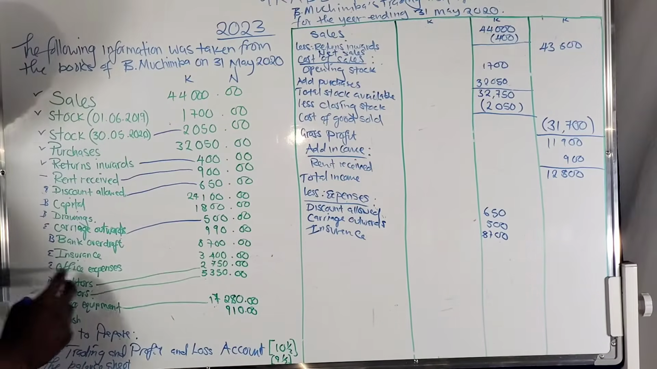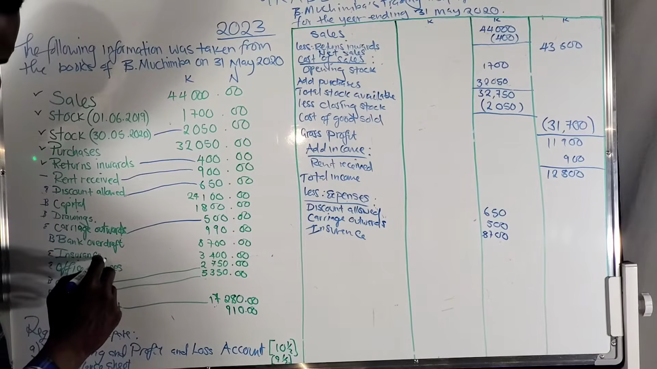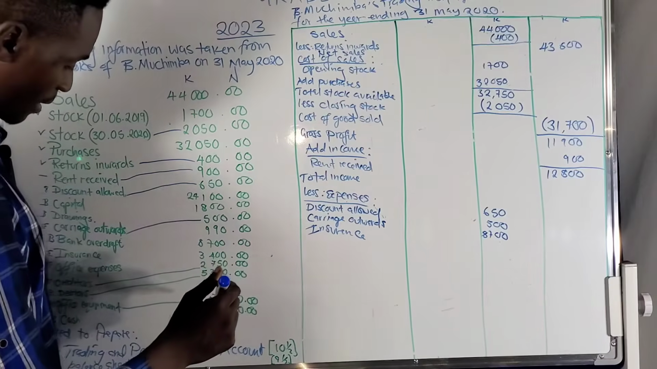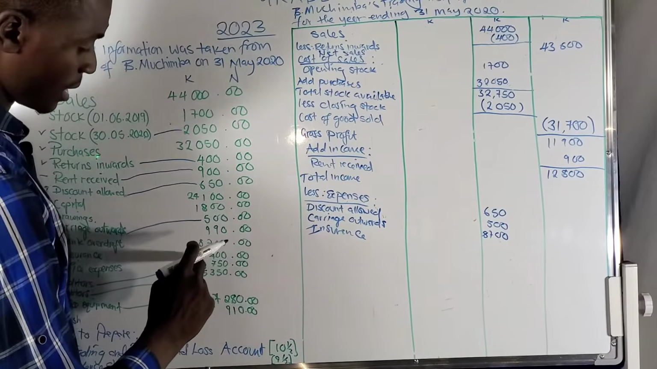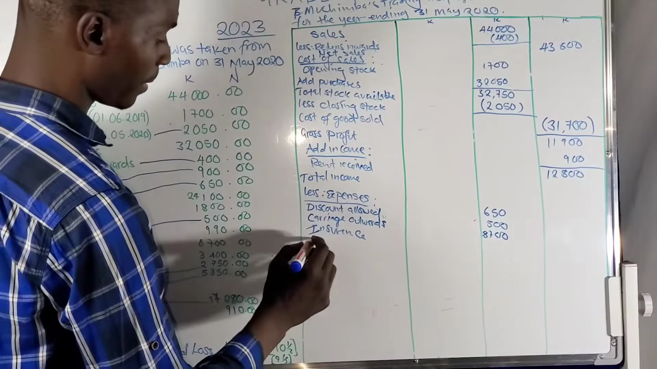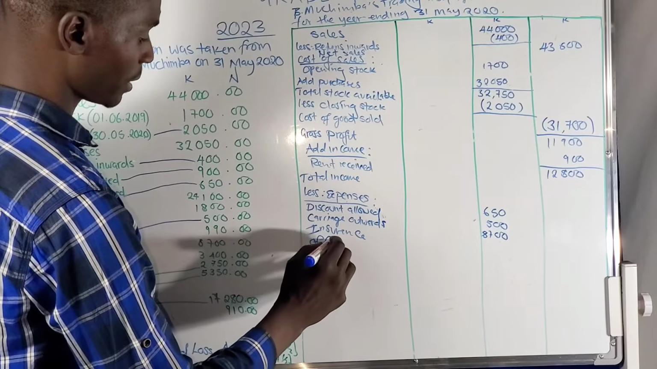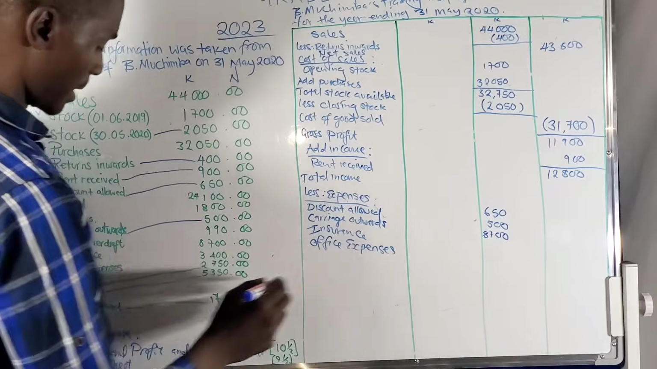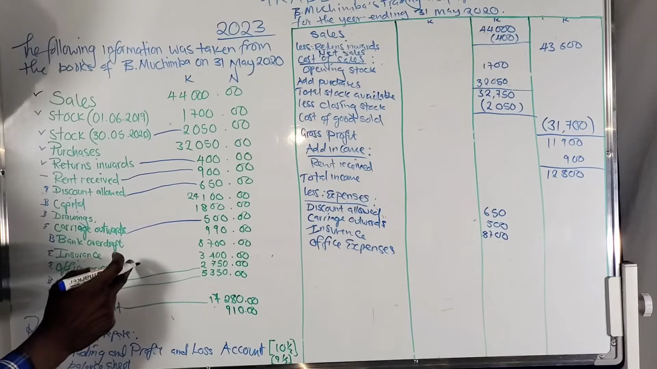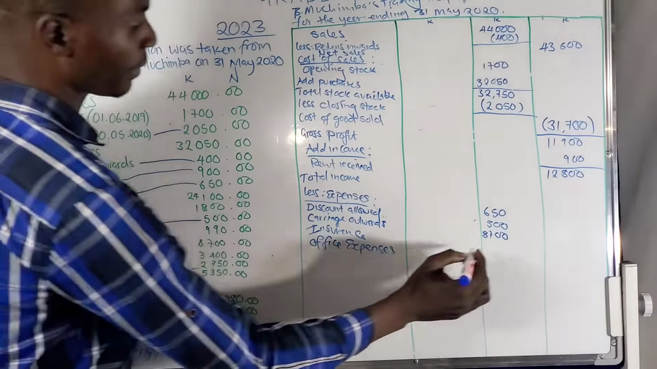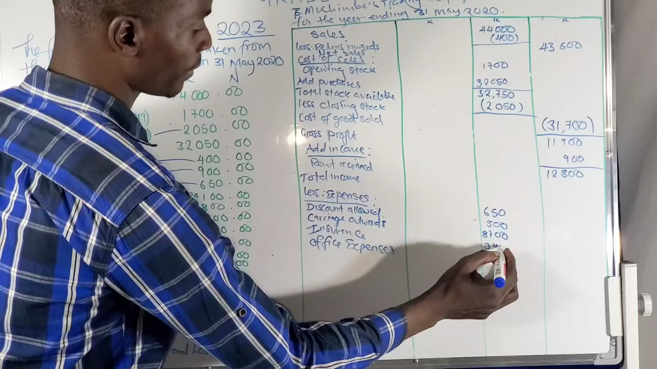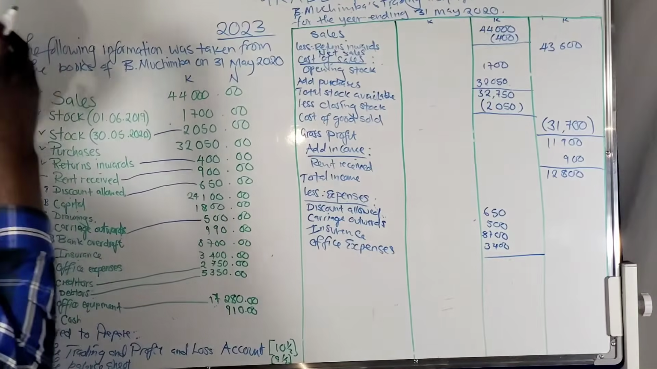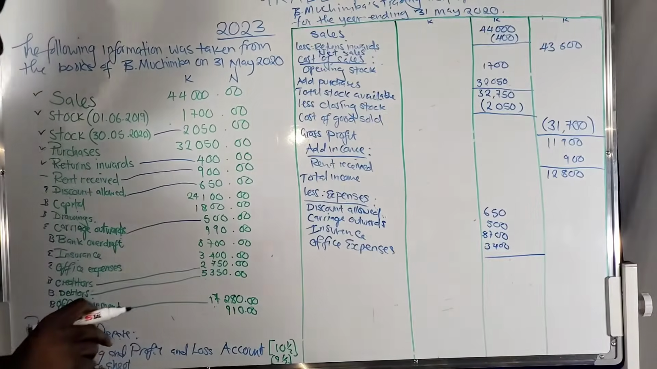Next is office expenses. Now, insurance is 87, so expenses is 7. Office expenses is 3-4. So we're going to say office expenses. Office expenses is 3,400. We are done. And what you do to these, we're going to add them.